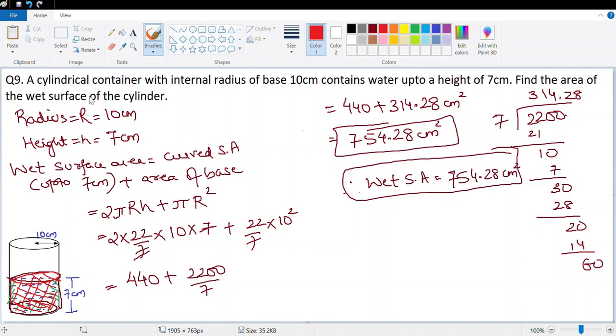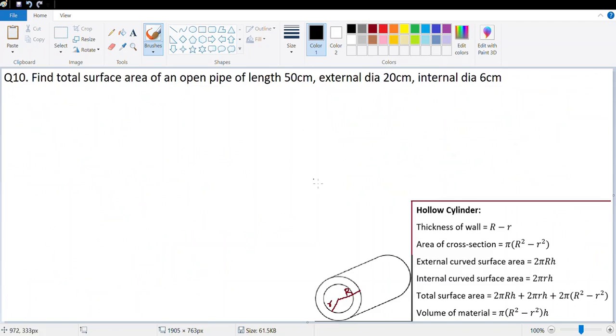The next question that we do is question number 10. Let's read the question. Question number 10 says, find the total surface area of an open pipe of length 50 centimeter, which means as per this diagram, the length is 50 centimeter, external diameter as 20, which means the capital R is given as 10 centimeter, and the internal diameter is 6, which means the small r is given as 3 centimeter.